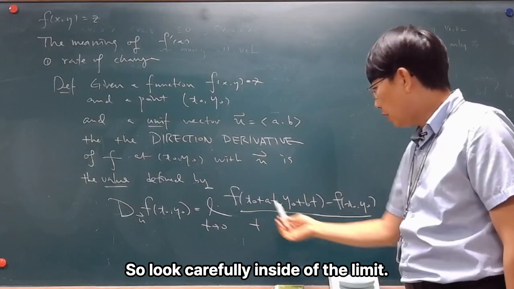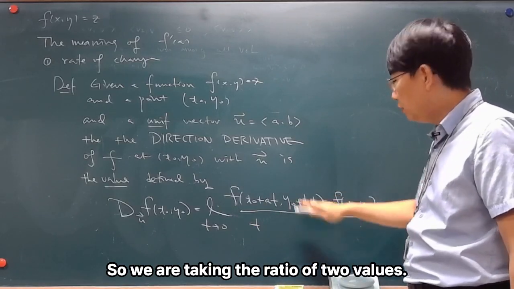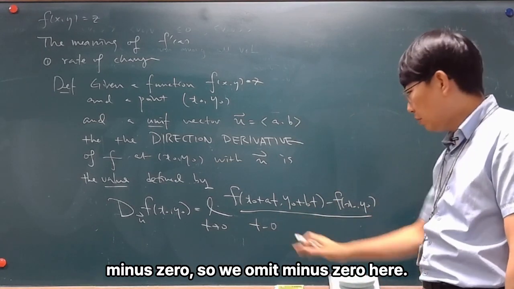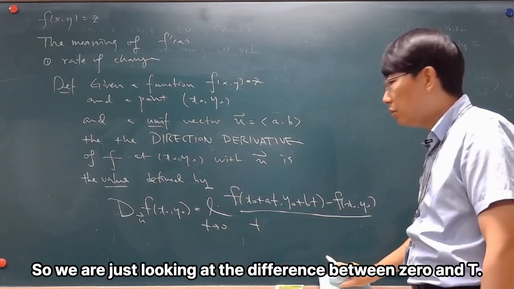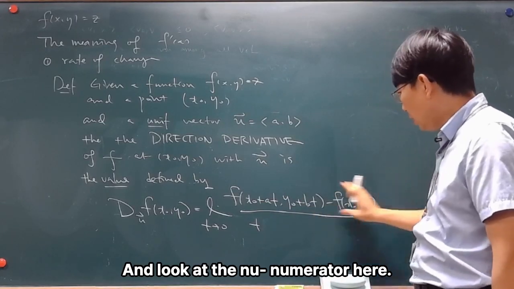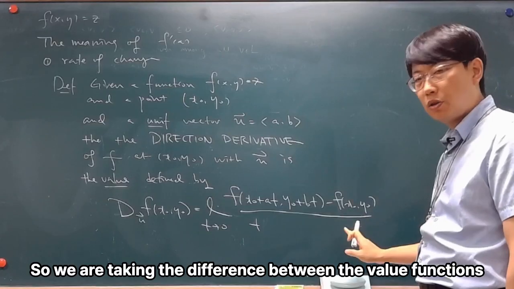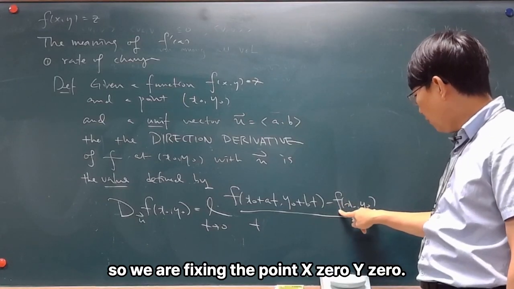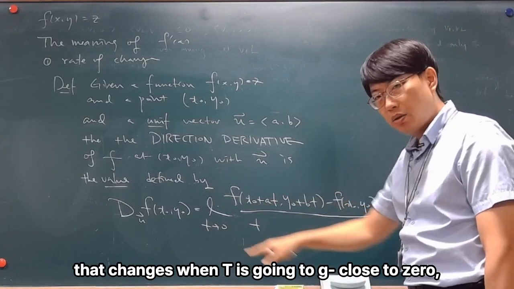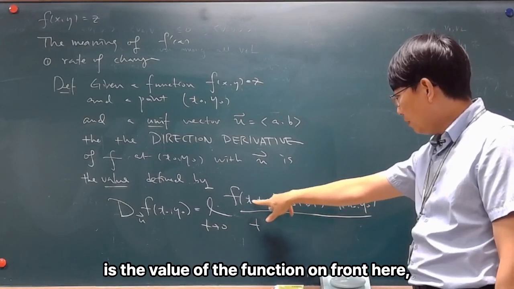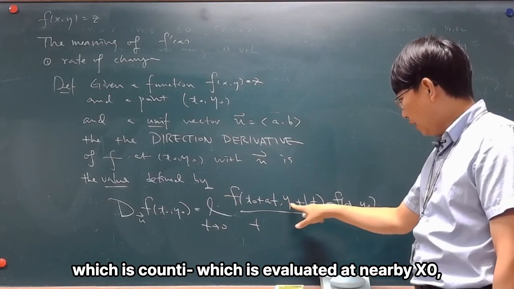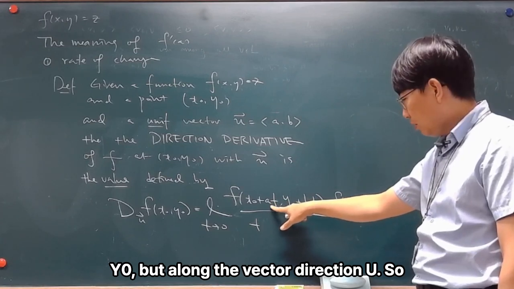So look carefully inside of the limit. So we are taking the ratio of two values. The first one, t, is the parameter. So in fact, what we are doing is t minus 0. So we omit minus 0 here. So we are just looking at the difference between 0 and t. And look at the numerator here. So we are taking the difference between the value of functions at different points. So we are fixing the point x0, y0. So the only thing that changes when t is going to close to 0 is the value of the function on front here, which is evaluated at nearby x0, y0, but along the vector direction u.